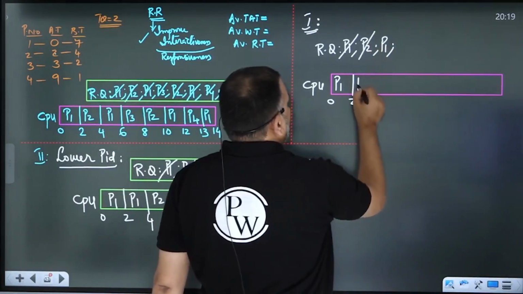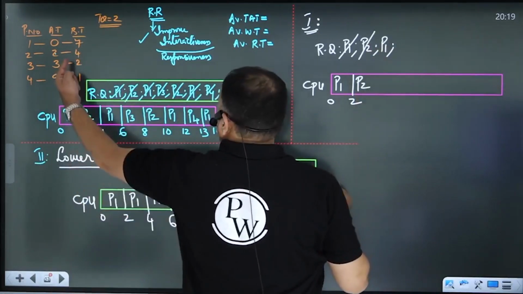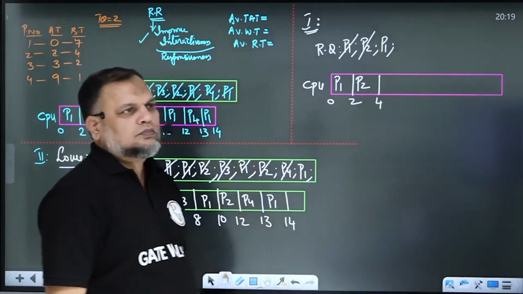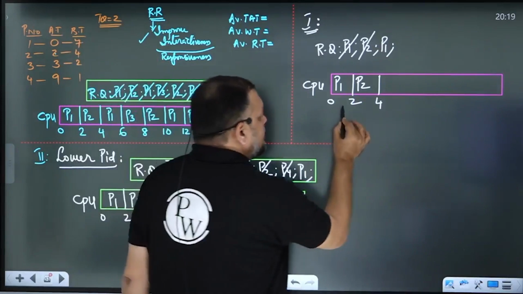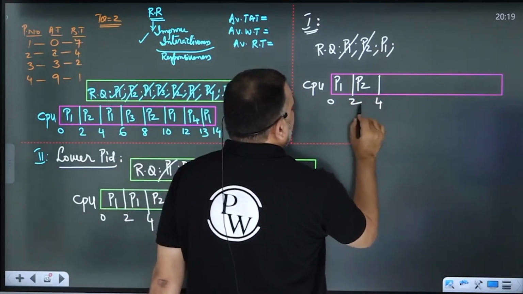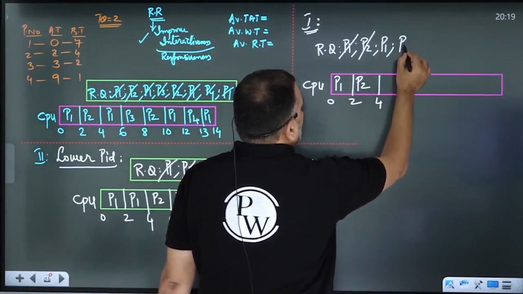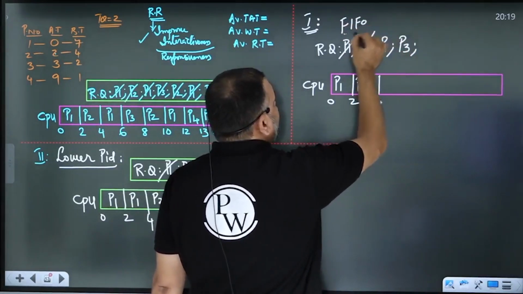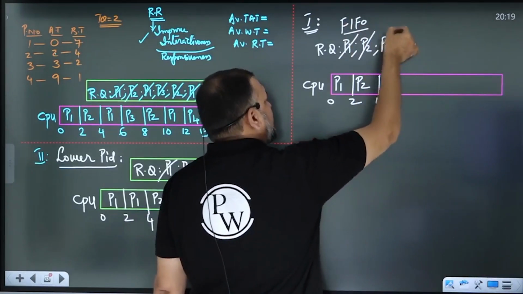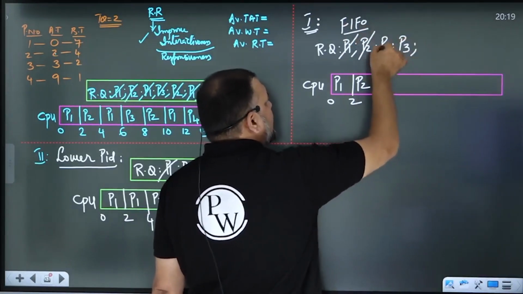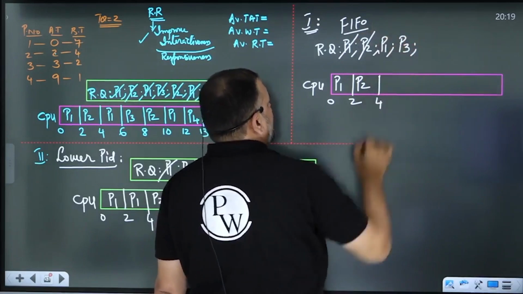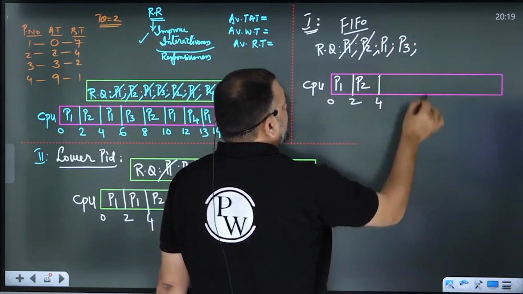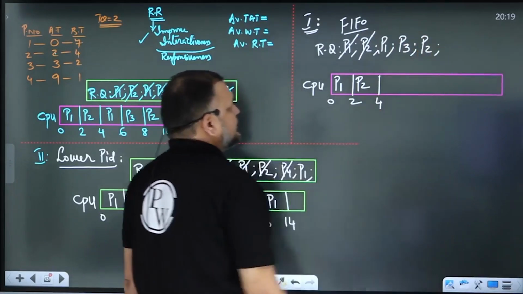So who will run? P2 will run. P2 needs 4 units, time quantum 2 units, so it is going to run till 4. But in between, listen, in between 2 and 4, P3 has come. So therefore, P3 will get added. It is a FIFO queue. New process will get added at the queue. P1 was already there. Now P3 gets added after P1. Right? And at time 4, P2 gets preempted. So P2 gets added here. Is this clear?